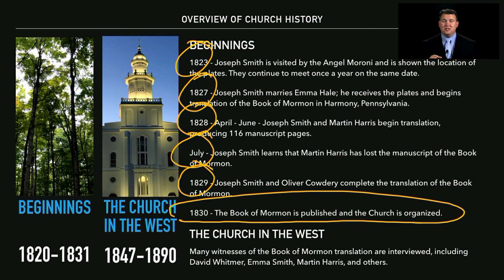Now, why is the church in the West up here? Well, a lot of the people that discuss the translation process do so during the Church in the West period. So as historians, we have to be careful to note that a lot of the people that talked about Book of Mormon translation did so sometimes decades after the event took place. That doesn't mean that they're lying or they're not telling the truth, but we have to accept that there might be certain small inaccuracies because they're trying to remember back decades over things that happened.